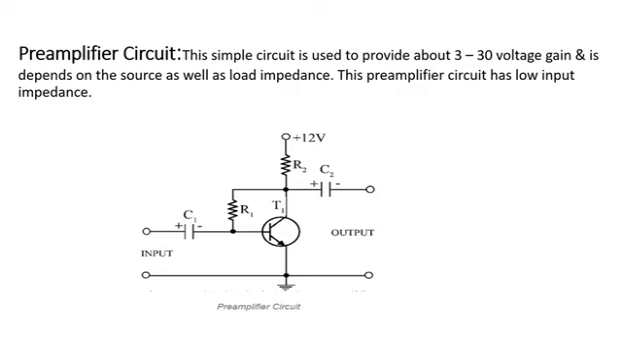It's a simple circuit which provides around 3 to 30 voltage gain, and it mainly depends on the source as well as the load impedance. It depends on both the source and the load impedance. So this is the preamplifier circuit.